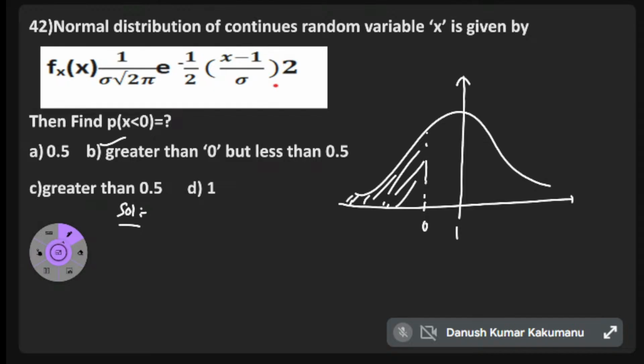1 is the mean, 0 comes here. What is the question asking? P of x less than 0 is what? Greater than 0 but less than 0.5. B option is the correct answer.